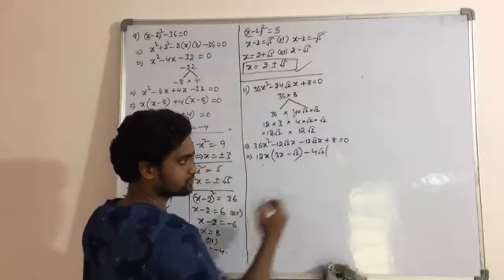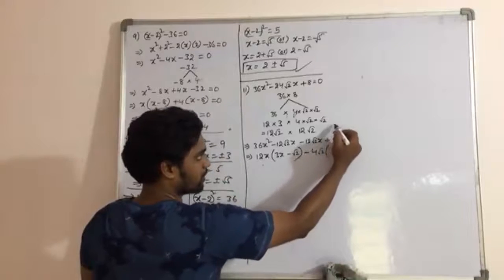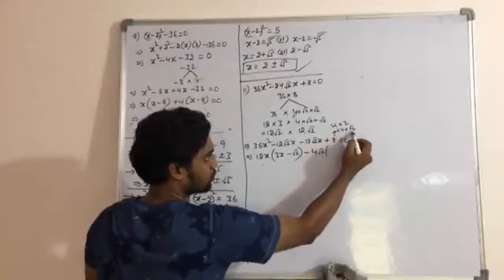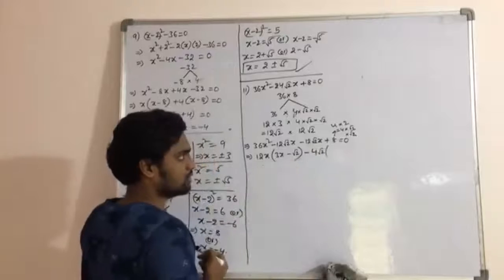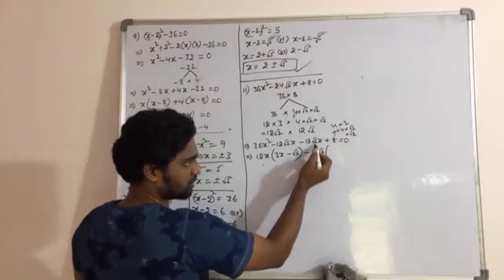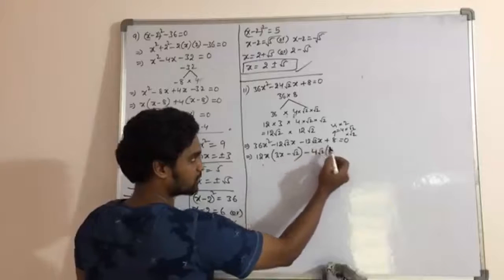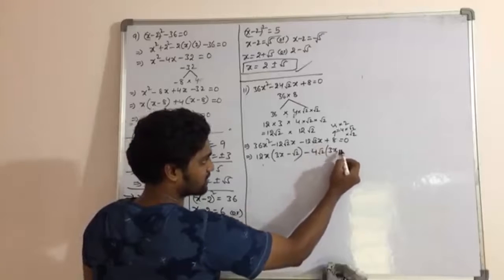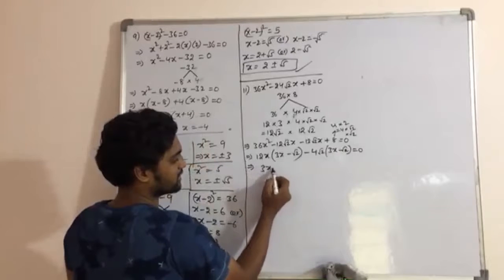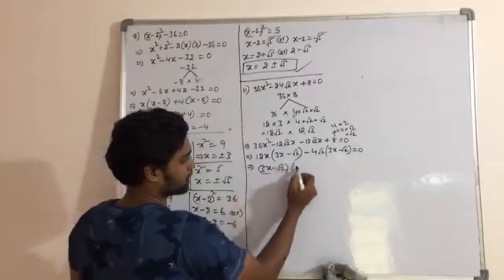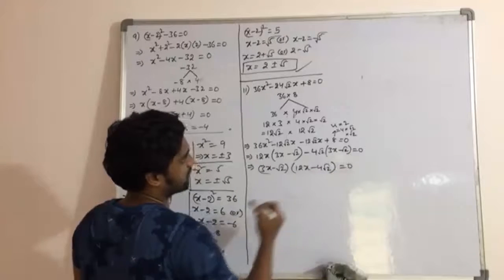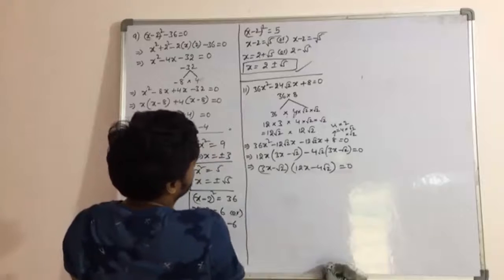What is 8? 8 is 4 into 2, right? So 4 into root 2 into root 2. Now from 8 I am taking 4 root 2 common. So from here also I am taking 4 root 2 common, obviously. So what will be left here? 3x minus root 2 is equal to 0. So take 3x minus root 2 common. I'll get 12x minus 4 root 2 is equal to 0.